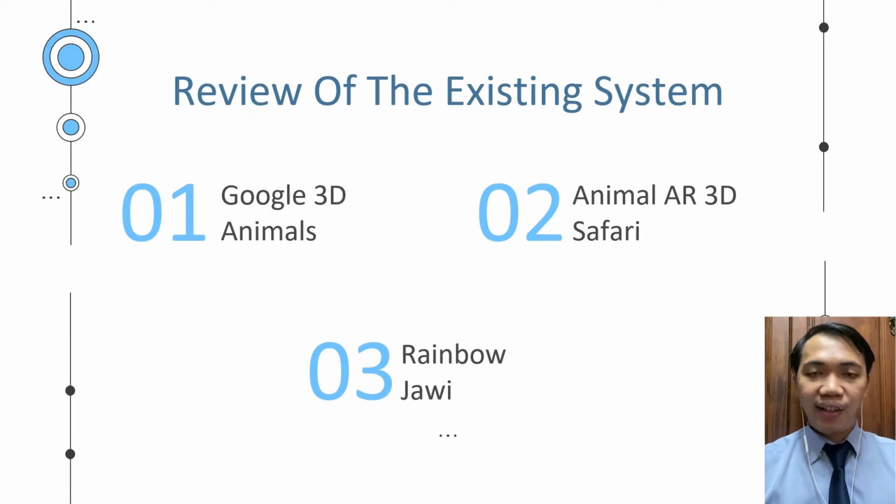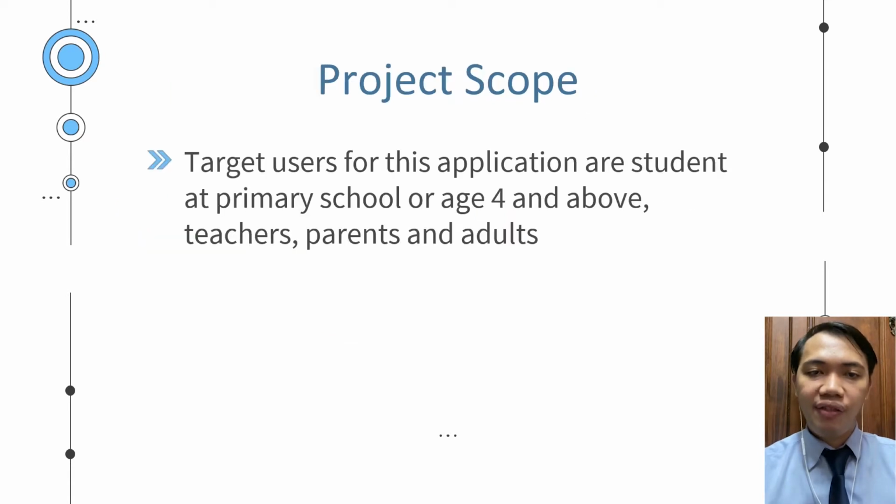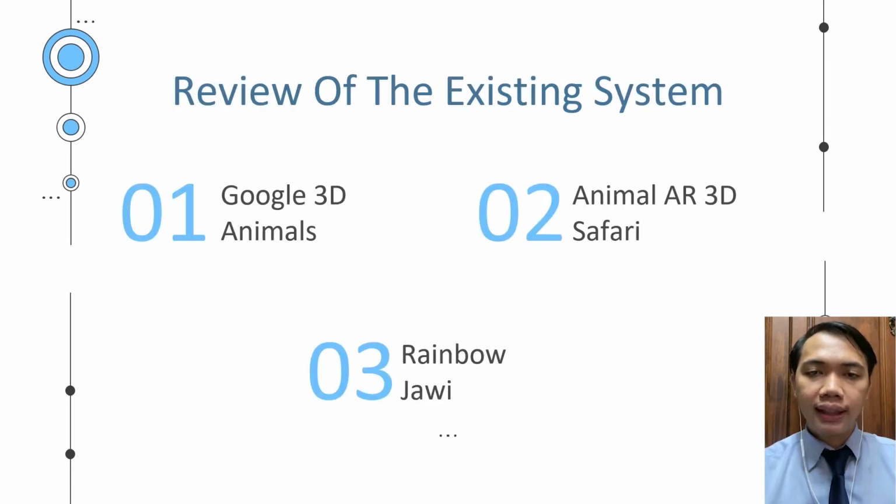Next, the review of the existing system. By reviewing the existing system, it helps to understand each of the operation systems that need to be improved. It will also help to be a guide that can imagine the app while avoiding some errors that can be seen in the observed application. There are 3 applications that will be reviewed, which are Google 3D Animals, Animal AR 3D Safari, and Rainbow Jawi.